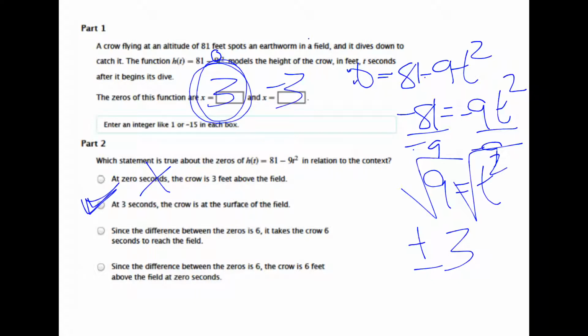Since the difference between the zeros is 6, it takes the crow 6 seconds to reach the field. No, that's not true. Because at 0 seconds, it's up here at 81, and it takes it 3 seconds to get to the field. Since the difference between the zeros is 6, the crow is 6 feet above the field at 0 seconds. We already said at 0 seconds, it is 81 feet. So the only answer that I found is this one.